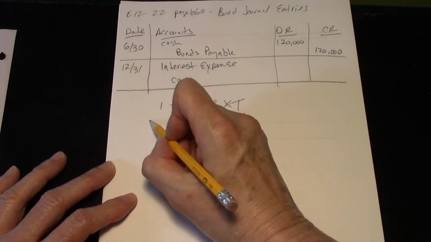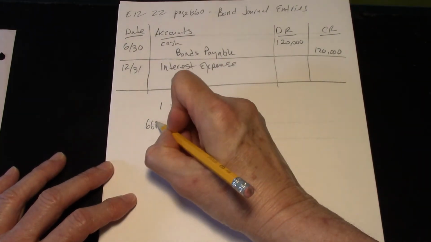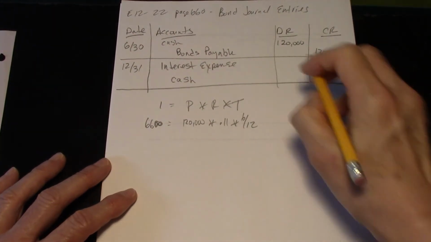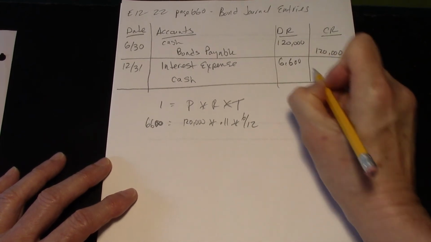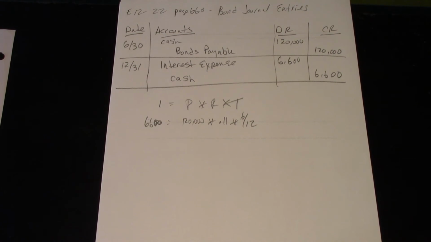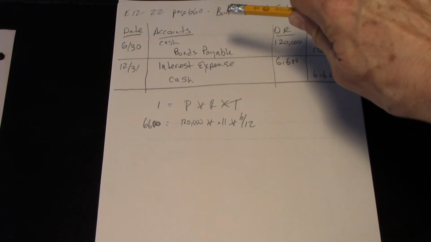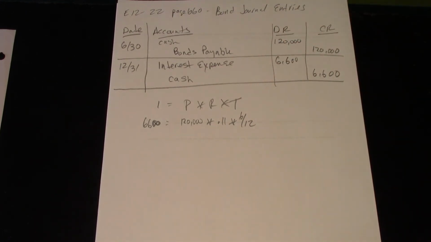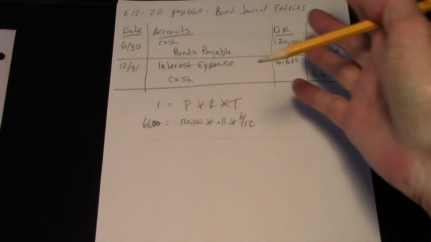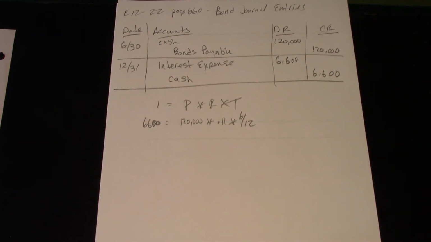So that's equal to $6,600. So our interest expense is $6,600, and cash decreases $6,600. And that's how it will be every single 6 months until they pay it off. So that's why it's different from a note. With a note, if you decrease the principal, you're going to decrease your interest. But bonds stay the same, and so you just continue to pay the same interest till the very end.